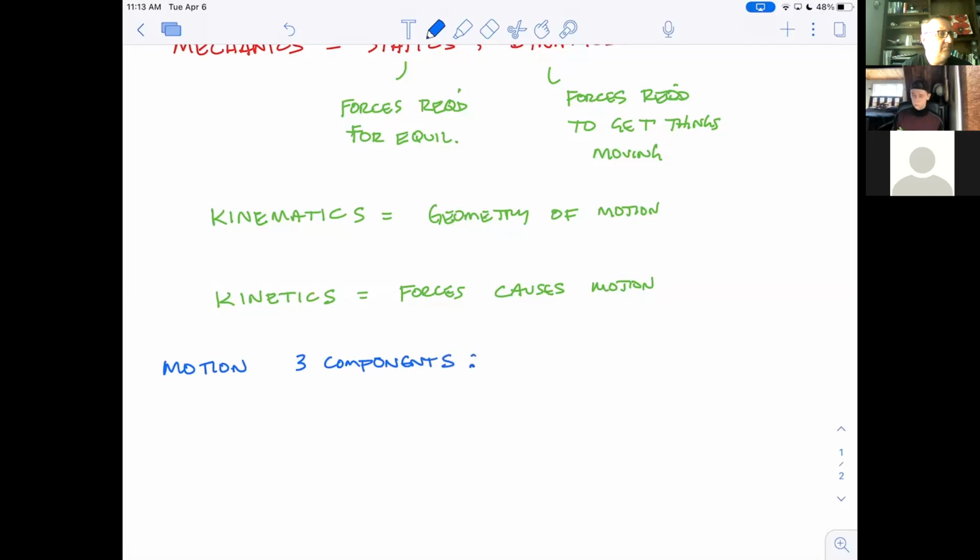I don't know if you do or not. Is that like translation, rotation, and some third one? I don't know. Yeah, the answer to that could be yes, depending on how you look at it. I'm thinking of something a little bit different.